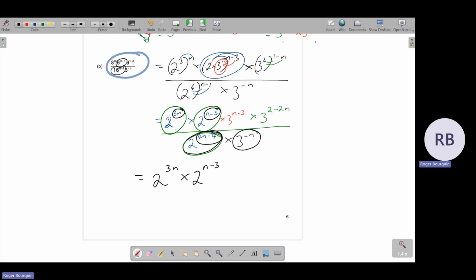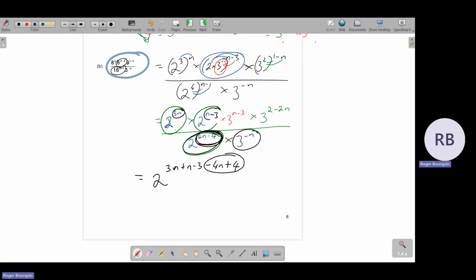So when I move that up, sorry, it's going to become 2 to the 3n. This is going to stay the same, so it's going to be plus n minus 3. This is going to move up, so it's going to become minus 4n plus 4. I've moved those powers to the top, so these have changed signs.